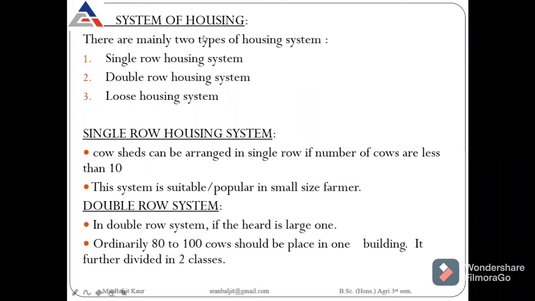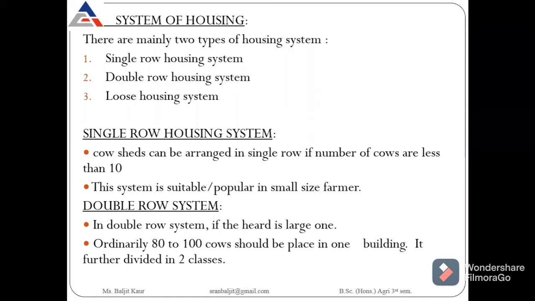Next, there are the systems of housing, right? So there are different types of systems of housing by which we can keep our cattle or buffaloes in a house. So there are three types of housing systems, like single row housing system, double row housing system, and loose housing system, right? So single row housing system means there is only one row, right?